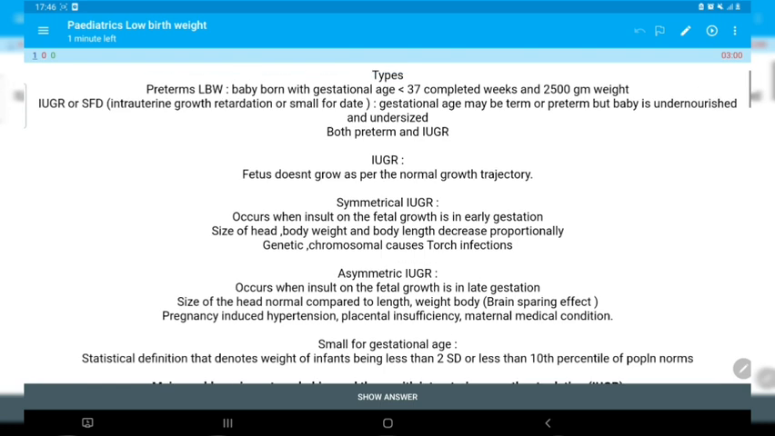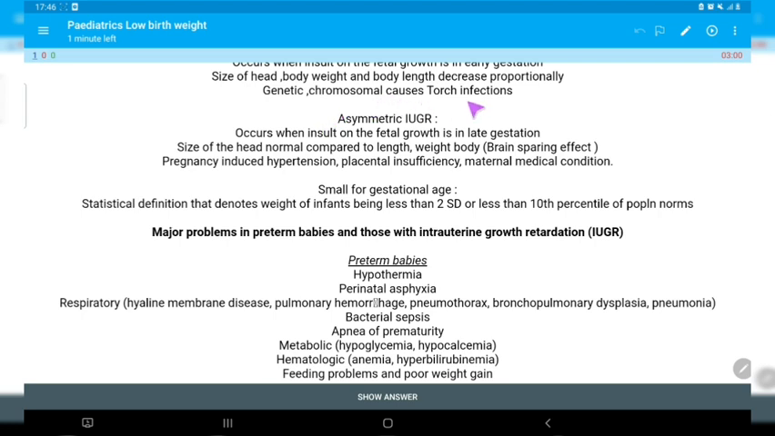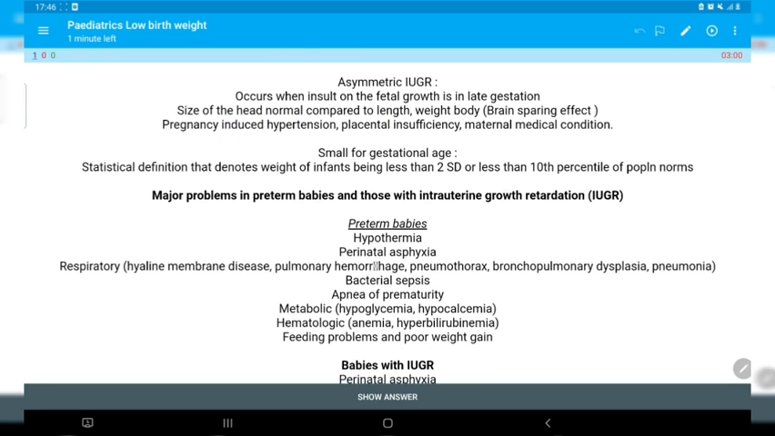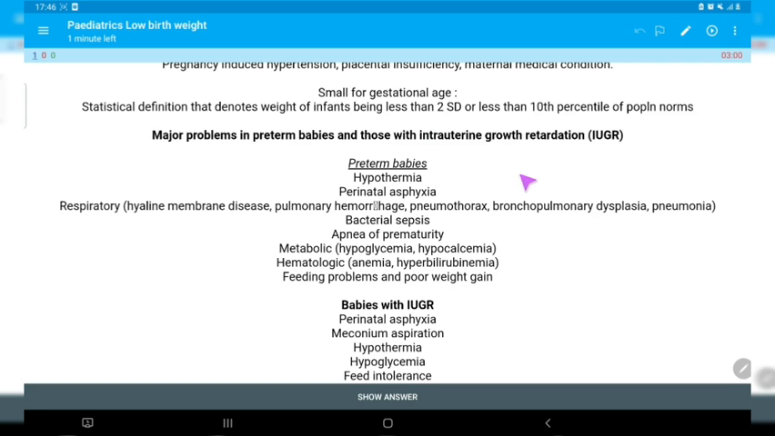Okay, so same things over here. Symmetrical IUGR occurs when the insult on the fetal growth is in early gestation. Size of the body, head, body weight and body length decrease proportionally. Genetic, chromosomal causes, TORCH infection. Asymmetric IUGR occurs when the insult on the fetal growth is in late gestation. Size of the head is normal compared to length, weight, body. Pregnancy induced hypertension, placental insufficiency, maternal medical conditions over here. Okay, so small for gestational age is a statistical definition that denotes weight of the infant being less than 2 standard deviations or less than the 10th percentile of the population norms.